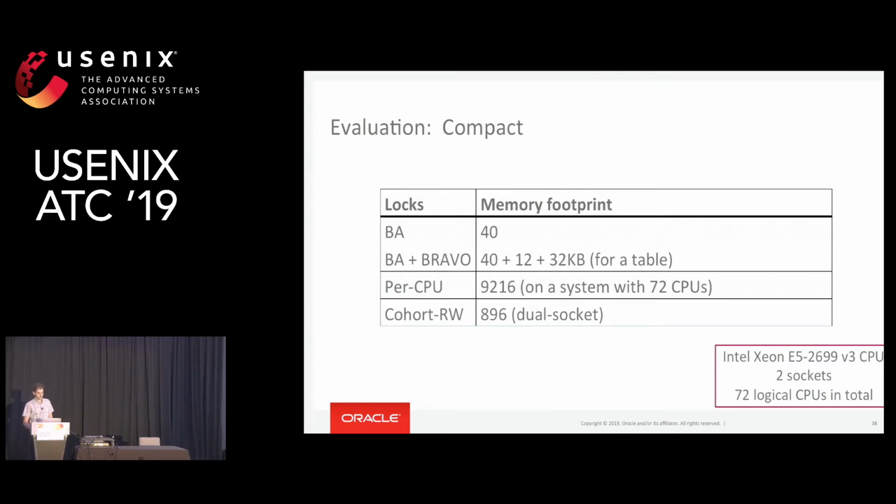Now, in comparison, we also include two locks with distributed reader indicators. One is called per-CPU, as its name suggests. It uses a per-CPU reader indicator, which in our system with 72 CPUs comes down to over 9,000 bytes. Another example is cohort RW lock, which uses a reader indicator per NUMA node. And on our dual-socket system, the footprint of this lock comes down to almost 900 bytes. Note that this is the cost for each and every such lock. It's not amortized when more locks are used.